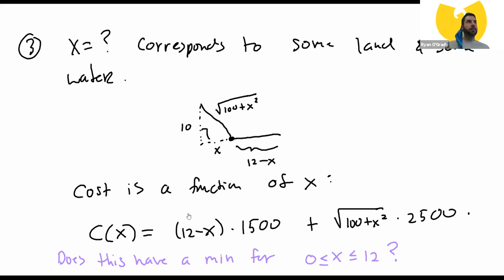So we could talk about a similar problem with almost the exact same setup. Say you need to get from one side of the river to the other, but you don't want to go straight across. You want to go down that way. What's the quickest way to get there?